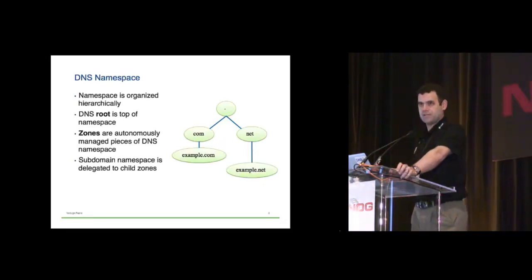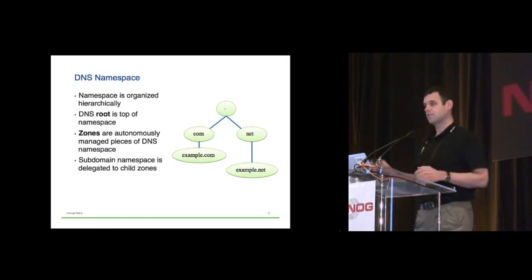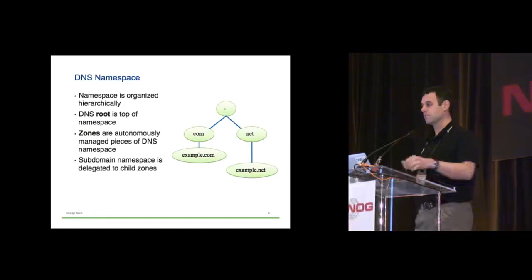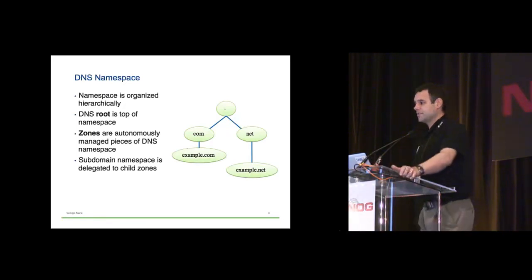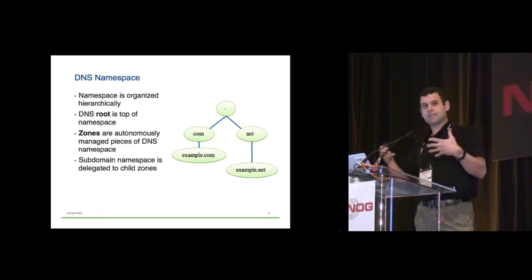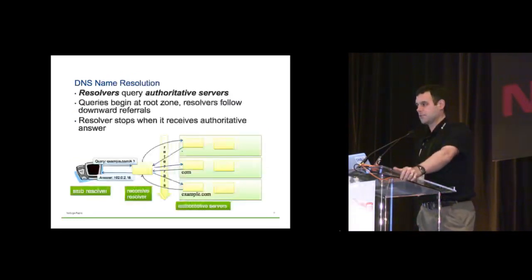At the very basic level, the DNS namespace is something that's organized hierarchically. So we talk about the DNS root as being the top of your namespace. It's the starting point for DNS resolution. You're always starting at the top and then following referrals downwards. Zones are autonomously managed pieces of DNS namespace. And when you have one namespace with something below it, a child namespace, we call that delegation.